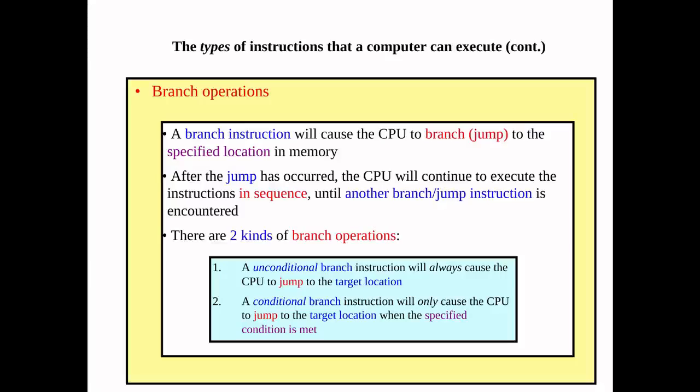There are two types of branching operations, or jumps. One is an unconditional jump that always causes the CPU to jump to the target location. So it's basically a go to this line and I don't care what's going on. A conditional branch will only cause a jump to that target location, to that address, when a specific condition is met. And that goes into your if-else or switch command. You know, if this condition exists, execute this function, otherwise continue working.